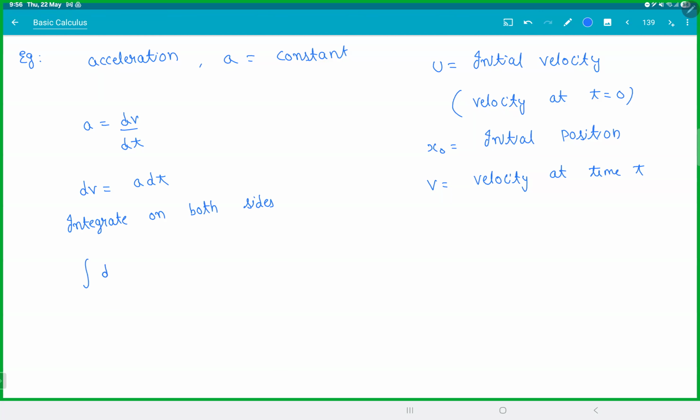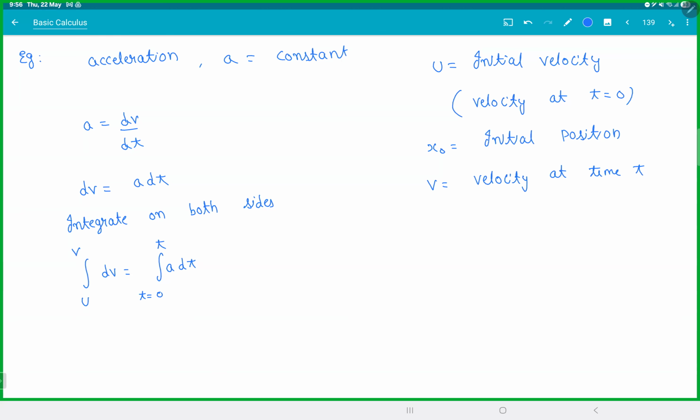So integral dv is equal to integral a dt. What are the limits? 0 to time. Now see, you have to put limits on both sides. Try to understand the meaning of this. When time is 0, that is the meaning of these limits. t is 0, your velocity is u, isn't it? That is the meaning of this limit. So t is 0, what is your velocity? u. After some time t, what is your velocity? v.